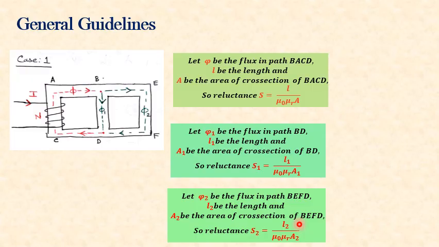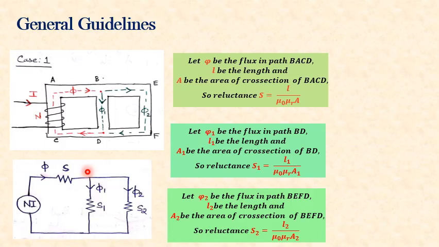So we know that a magnetic circuit is similar to an electric circuit. Then the electrical equivalent of the above magnetic circuit can be drawn like this. So the total MMF, that is Ni, is the source which produces the flux phi. So this flux phi is traveling in the path BACD, and its reluctance we are denoting as S. So reluctance is similar to resistance.